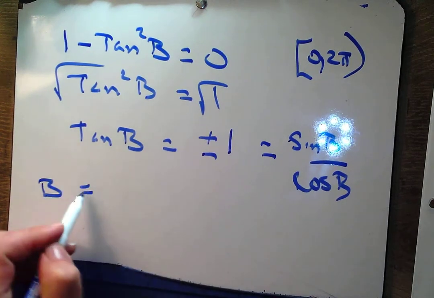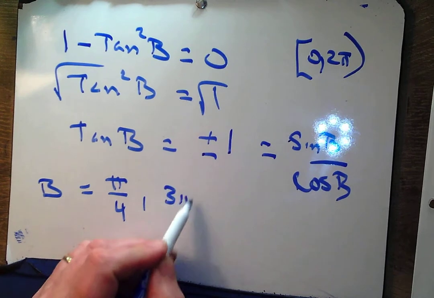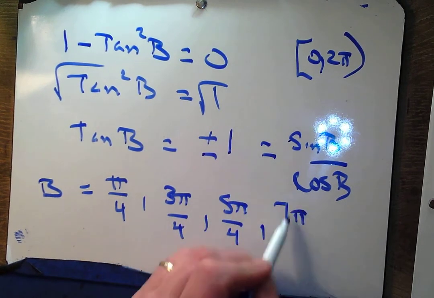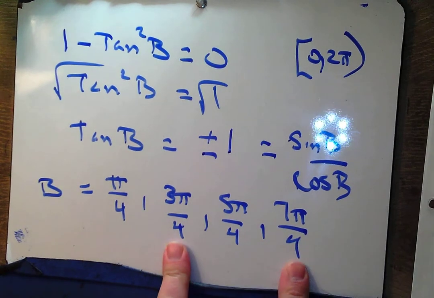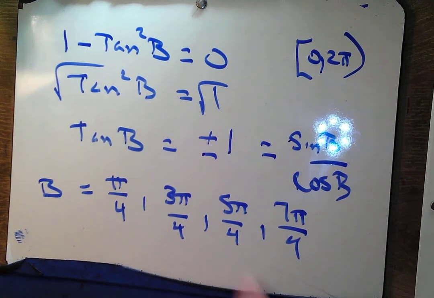Well, that happens when beta is pi over 4, 3 pi over 4, 5 pi over 4, and 7 pi over 4. These are places where tangent is equal to -1, and these are places where tangent is equal to +1. Here, because both sine and cosine are negative. Okay? So that's what we were doing. Now tell me about this one.